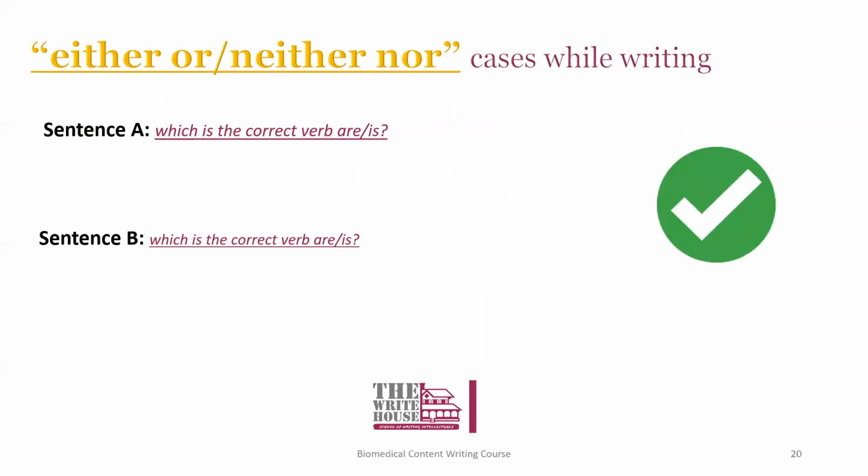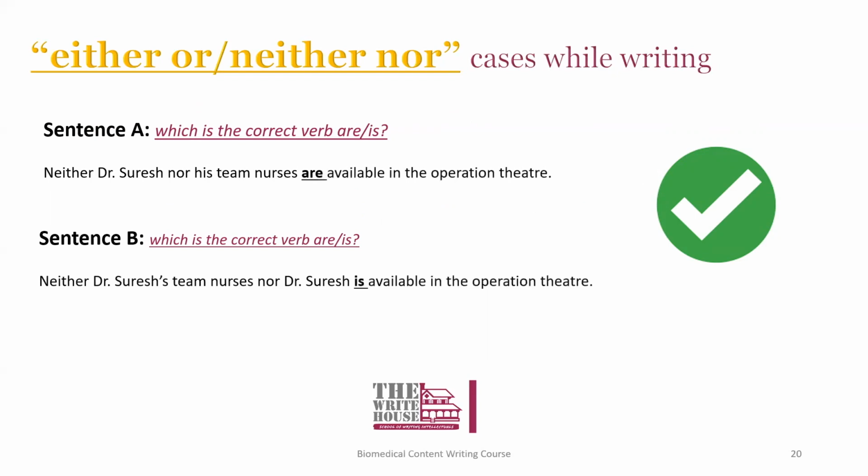Now, see this. This is the correct version. Neither Dr. Suresh nor his team nurses are. Nurses are. And in sentence B, neither Dr. Suresh's team nurses nor Dr. Suresh is. You can see the subject which is nearer to the verb will be considered in agreement with the verb. I hope you got this point, and this is one of the important points you need to take care of when you are writing for the biomedical subjects.